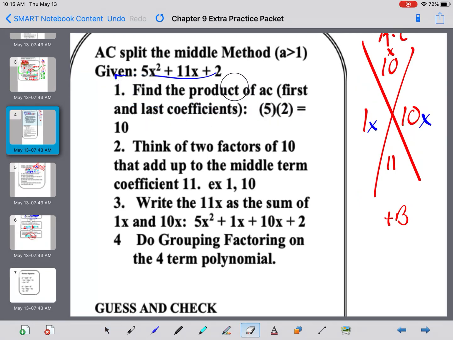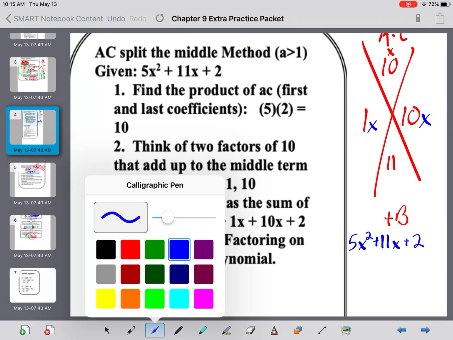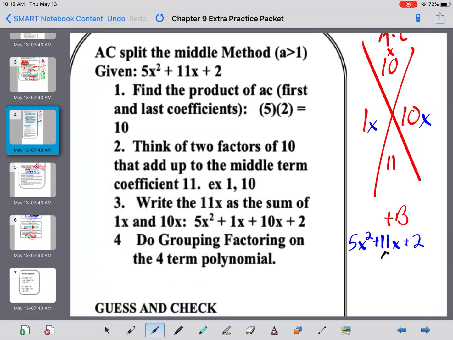All right. So we're going to rewrite this polynomial, or, here's your original problem. You probably have it written on your paper if you were doing this problem, not just as an example on this chart. So you rewrite this by splitting the middle term. This 11x is going to become 10x, it's a positive 10x, and a positive 1x. And then you bring down in front the 5x squared and the positive 2.